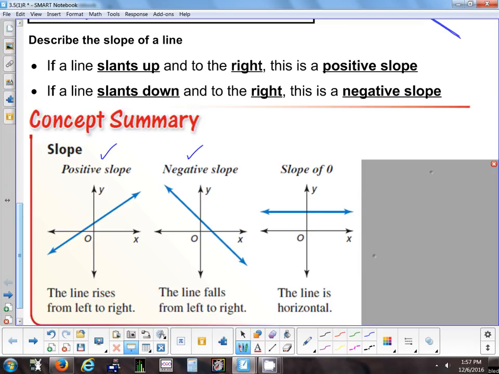A horizontal line, it doesn't slant up, so it's not positive, but it doesn't slant down, so it's not negative. What's the only number that's not positive or negative? Right in the middle? 0. Okay, so a horizontal line has a slope of 0. Okay, that's the 3rd type of slope you could have. And Vanessa, what did you say the 4th one was?